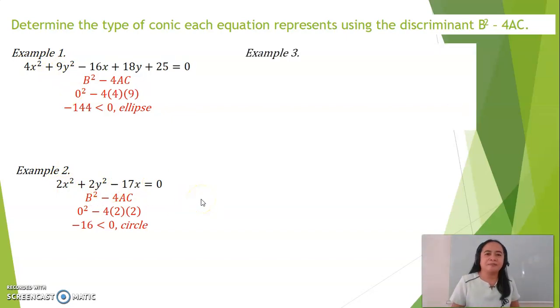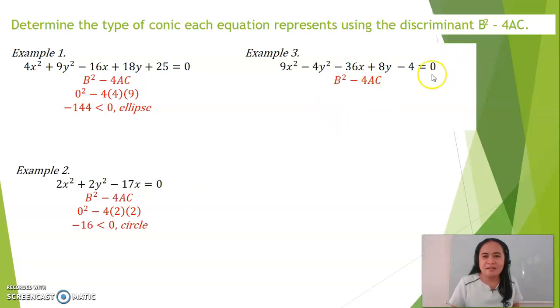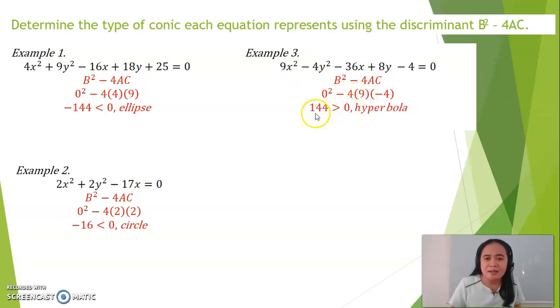Another example. Now, in this case, making use of the discriminant formula, there is no xy term, so that would be 0 squared minus 4. Our a is 9, and our c is negative 4. So with this, negative 4 times 9 times negative 4 would be positive 144, which is greater than 0. So in this case, this is a hyperbola.